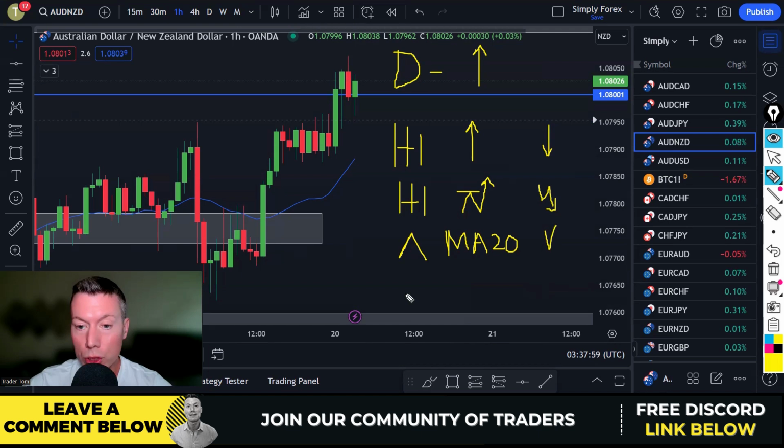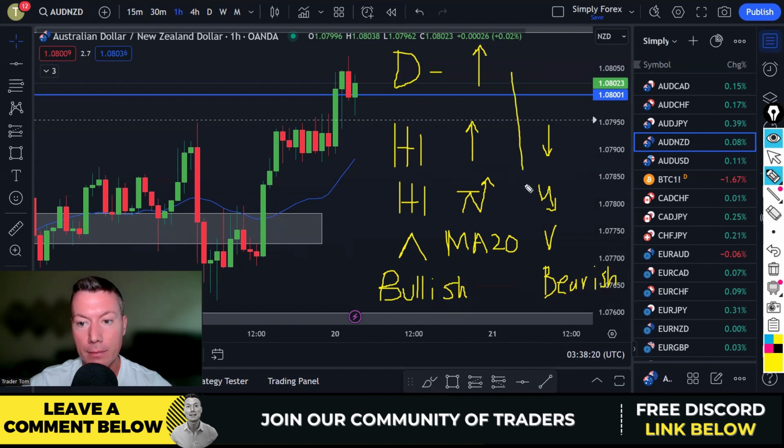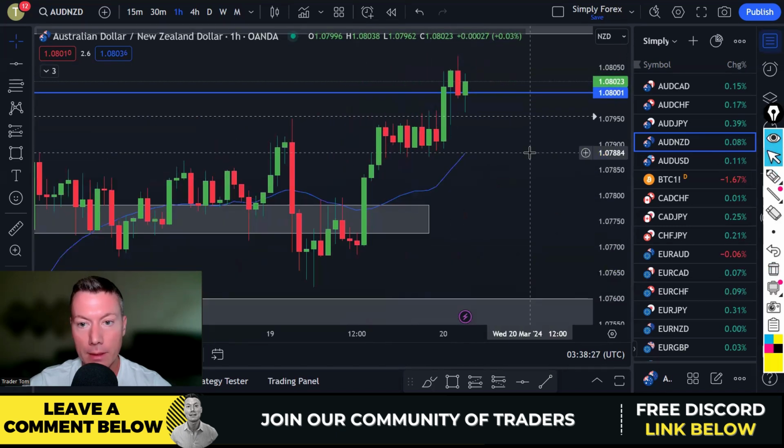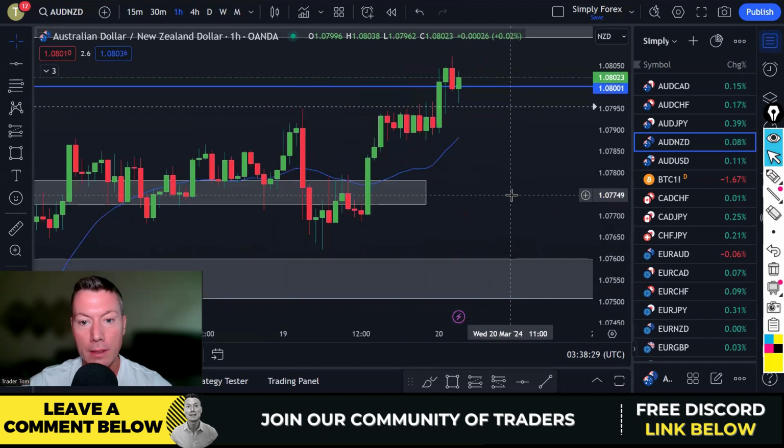And also we need a bullish H1 candle. It's all about the H1. Obviously, if it was a downtrend, we'd need a bearish candle. So that's what we're looking for. But obviously this one was a daily uptrend, so I'm looking for buys. Let's go through that criteria.